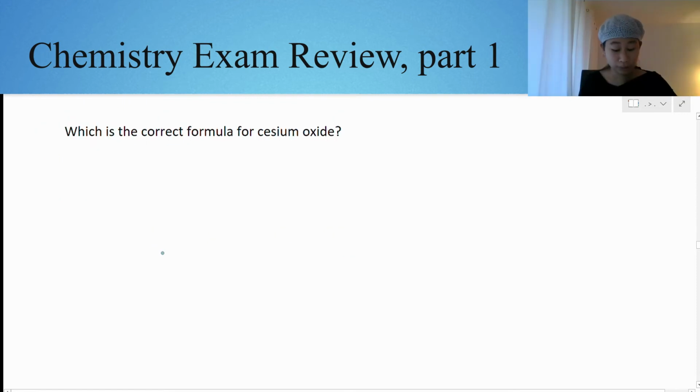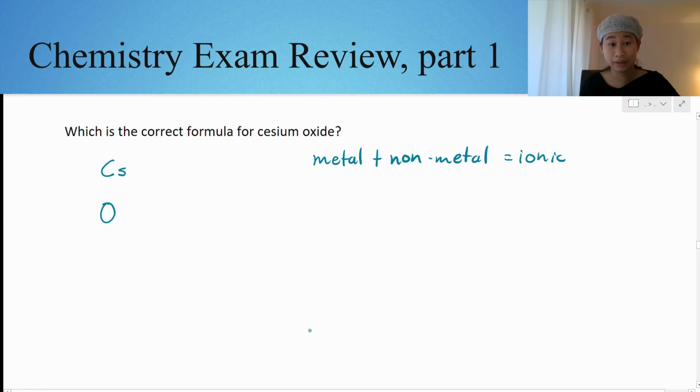Which is the correct formula for cesium oxide? Alright, so cesium is represented by Cs, and oxide is telling us that we have oxygen. Now, cesium is a metal and oxygen is a nonmetal. So having a metal and a nonmetal tells us that we have an ionic compound. And for ionic compounds, we do not use the prefixes used in covalent compound naming.